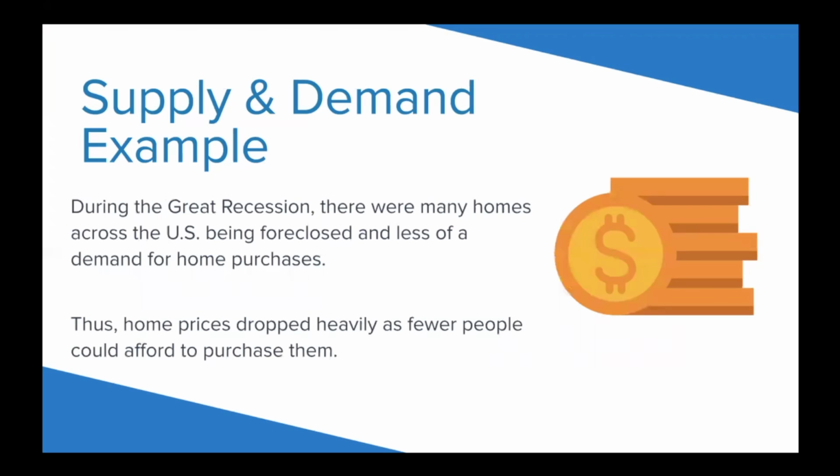This example covers when there is high supply and low demand. During the Great Recession, there were many homes across the U.S. being foreclosed and less of a demand for home purchases. Thus, home prices dropped heavily, as fewer people could afford to purchase them. During the recession, many people lost their jobs, leading to foreclosures of homes. There were many homes available due to this, but demand has dropped since a lot of people cannot afford these houses.